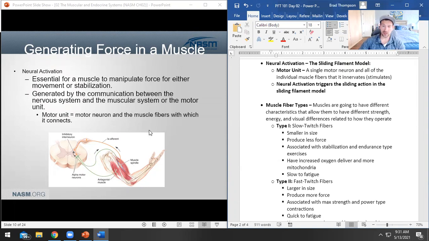So let's take a look at some neural activation. Like I said, all of this is under the control of your nervous system. You've got motor neurons, which are going to cause your muscle fibers to contract. Motor neurons are going to be responsible for creating these contractions. And when we look at what neural activation is, it is how we have communication between the nervous and the muscular systems. They're going to do this through what we call motor units.